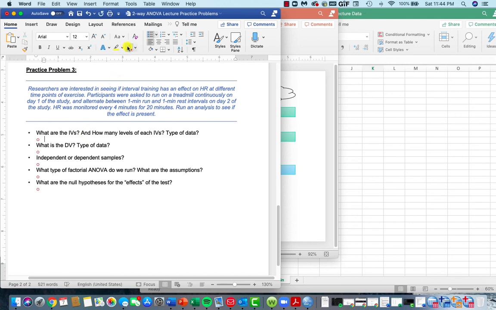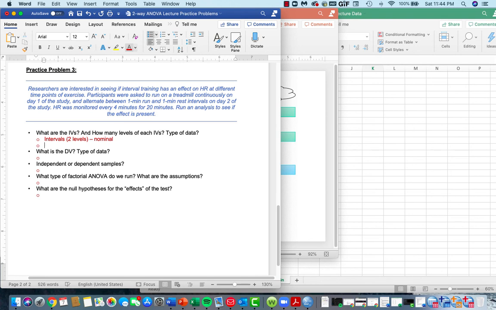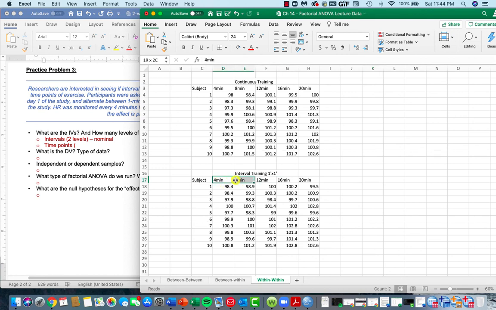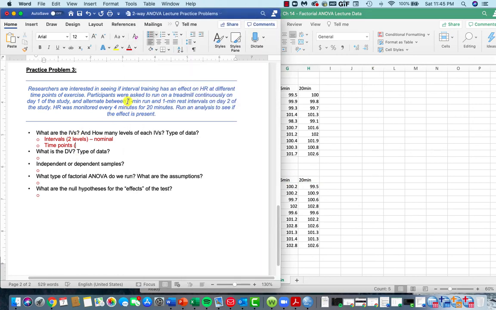So I kind of already hinted at what our independent variables are. So this would be intervals. There are 2 levels here, in the sense that we have a control group, which has just continuous running, versus our 1 minute run, 1 minute rest. And this is going to be nominal data. Our second independent variable, as we said prior, is time points of exercise. Okay, and we can confirm with this one, we've got 1, 2, 3, 4, 5 time points, because it's 4 minutes for 20 minutes, so this one would have 5 levels.